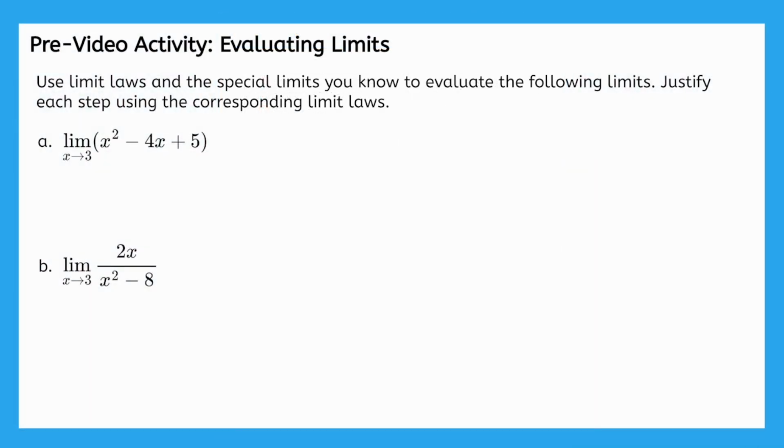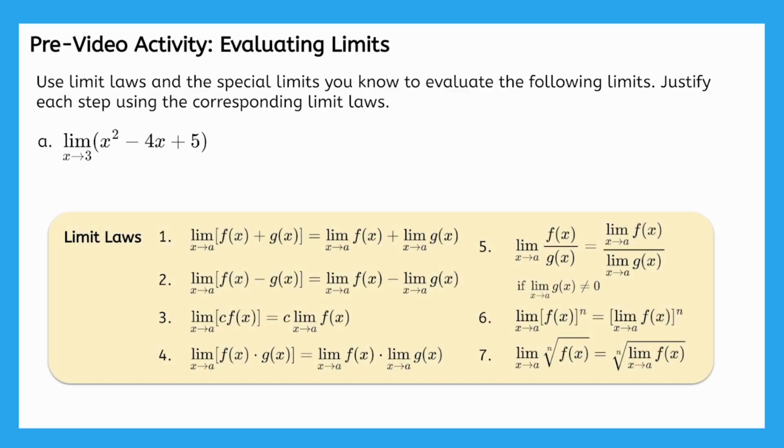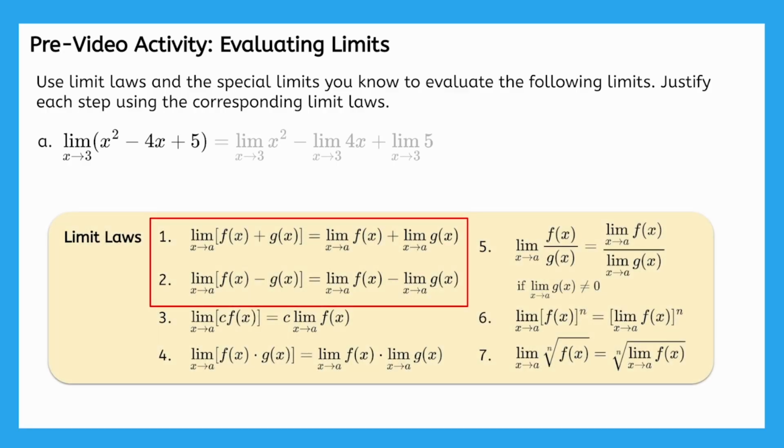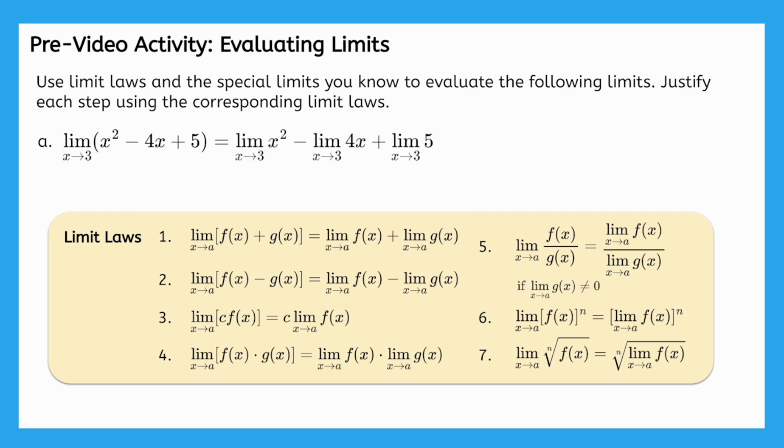In the pre-video activity, we had to use limit laws and the special limits we learned in previous lessons to evaluate these limits. Let's take a look at the first one. Here are the limit laws we've learned so far. Using the sum and difference laws, we can break down this limit into the limits of each separate term. Then, we can use the constant multiple law to pull the 4 out of the second limit.